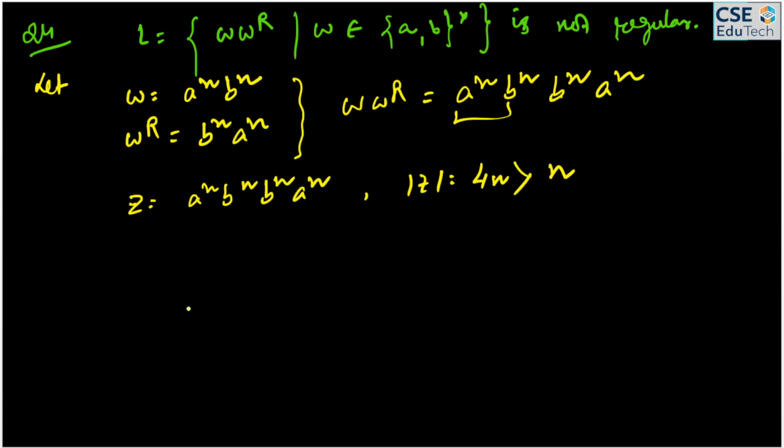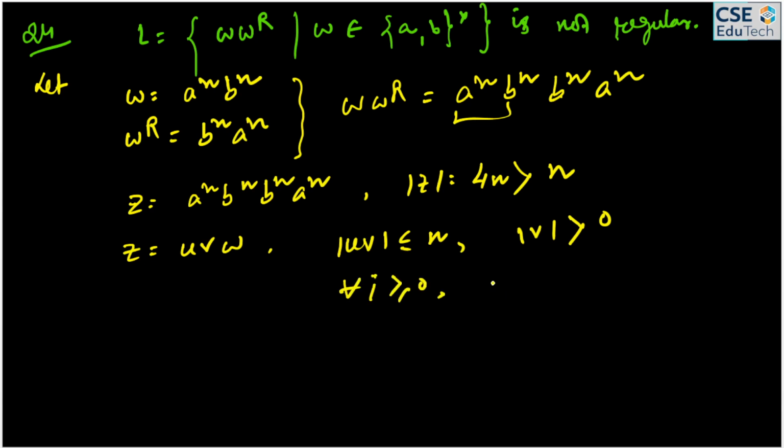So now Z can be partitioned into U, V, W such that mod of UV is less than or equal to n and mod of V is greater than 0. We have to partition Z in such a way that it meets this condition. Now for all i greater than or equal to 0, U V to the power i W belongs to the language L.